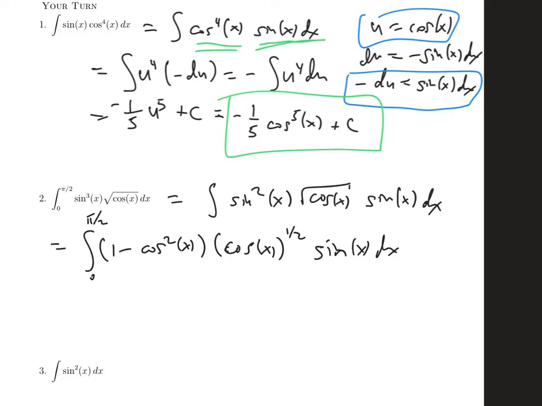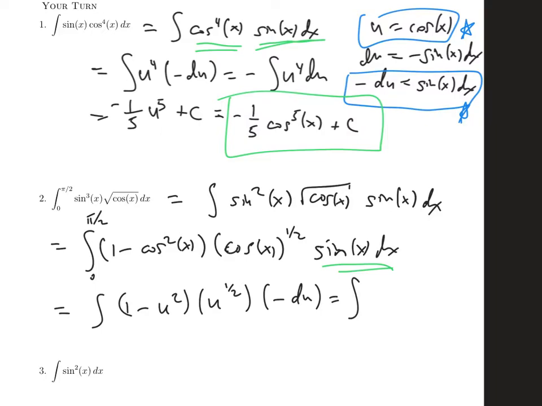The substitution here then is the same as it was before. Here's my du is supposed to be the sine x dx, so that means my u is going to be cosine. And so I really have exactly the same stuff that I have up there in the blue boxes to incorporate here. So I'll have 1 minus u squared times u to the 1/2 times negative du.